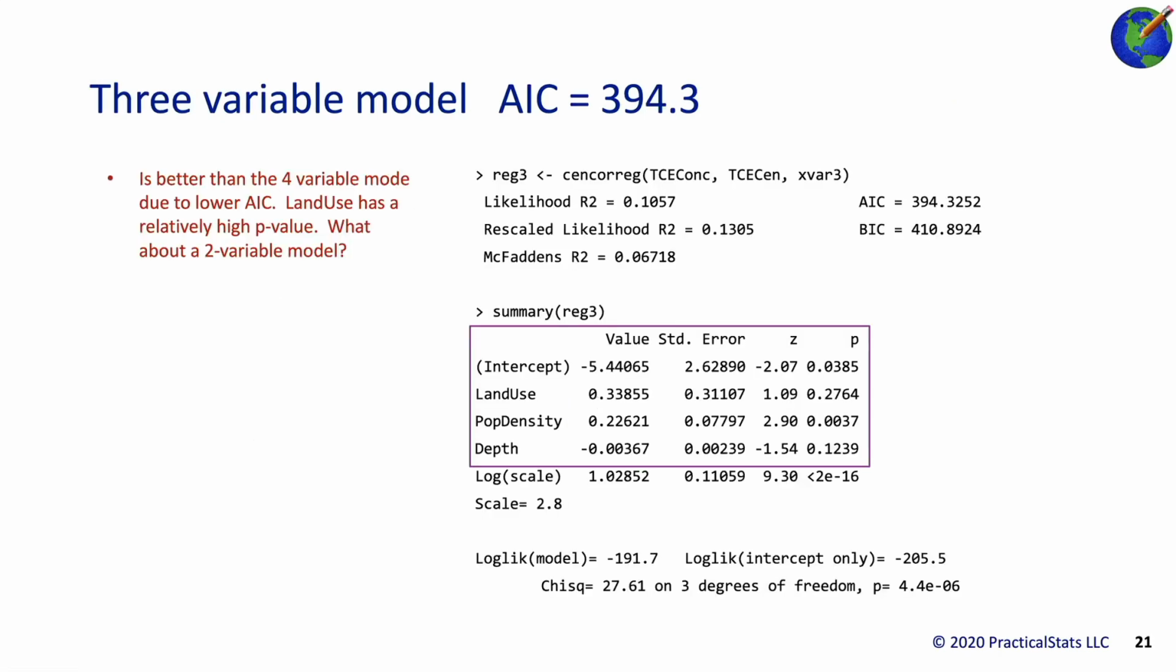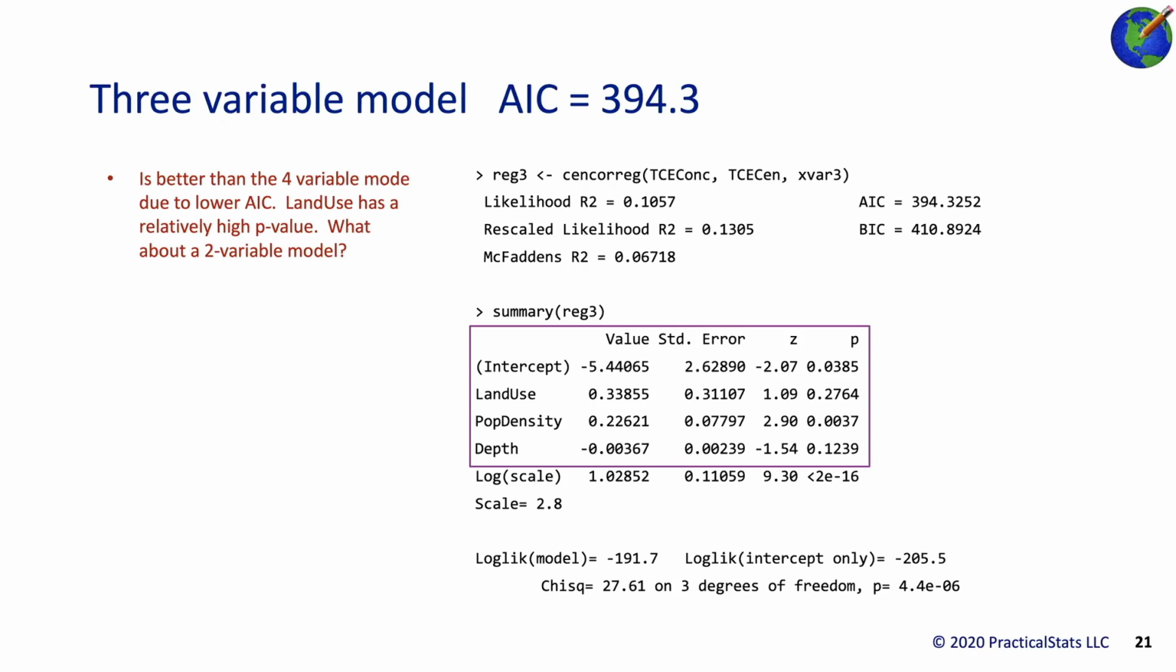The 3 variable model, I've tossed one of them out. Here are the slopes, here are the p-values. Again, only population density looks like it's significant, but the AIC has dropped from 396 down to just a little over 394. So this is a better model. The 3 variable model will give you better predictions. It's a better fit than the 4 variable model because that extra variable was just noise messing things up.